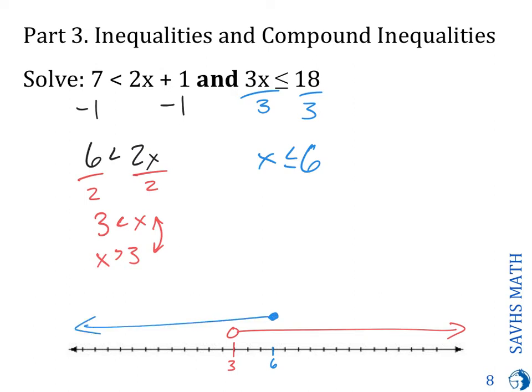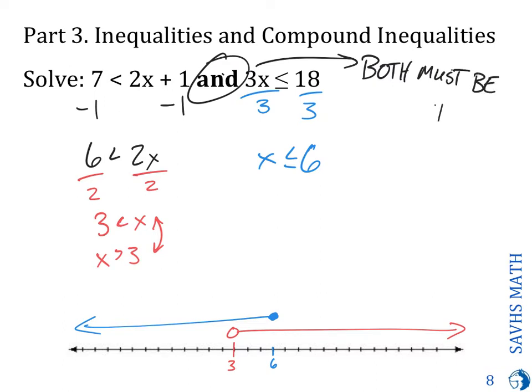Okay, now the question is, because this is an and, both must be true. And so we have to find the area where both are true, both inequalities work. It's not right here because there's an open circle for the red one, but it's all of this, and then it includes 6 right here. So that's the part of the graph that works for both inequalities.